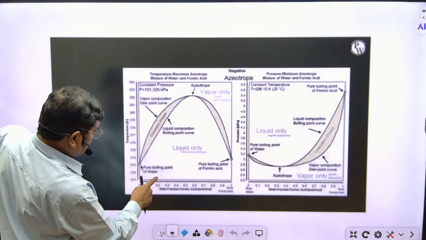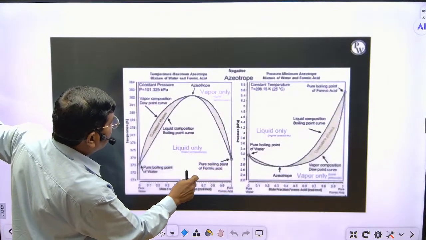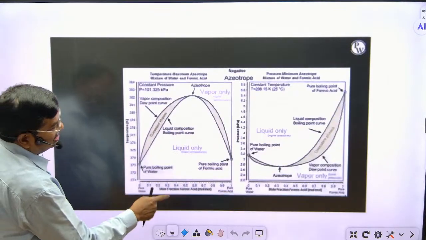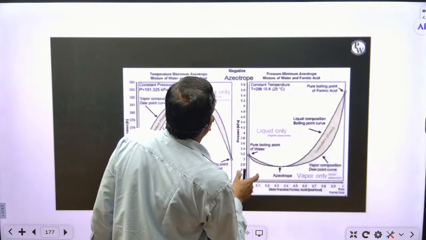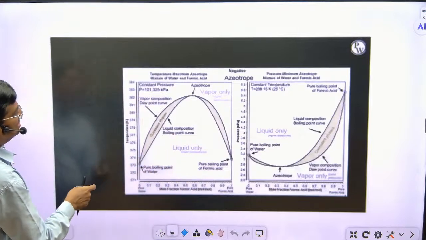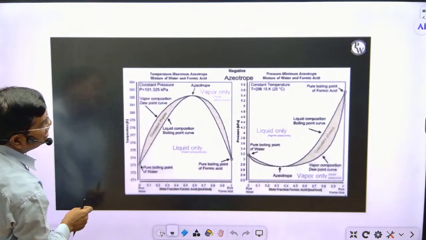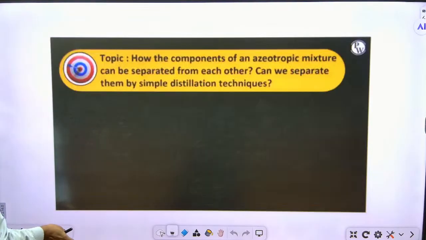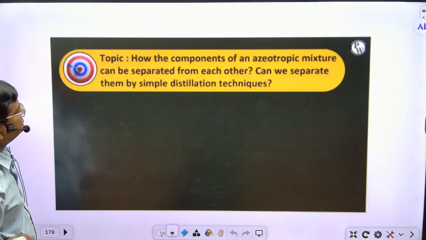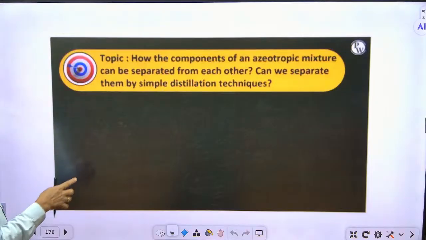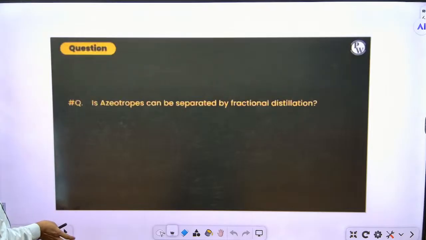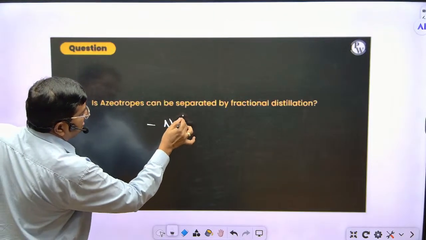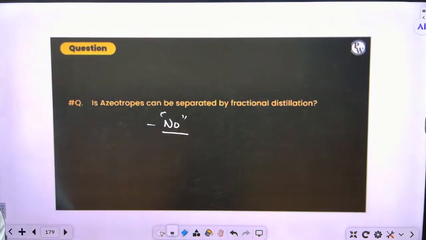Here he has taken the boiling point of water and the boiling point of formic acid, and a mixture of azeotrope. This is the vapor phase, not that clear. Negative deviation and positive deviation both come under azeotrope. See, can the components of an azeotropic mixture be separated from each other? We cannot separate them by distillation because azeotropes cannot be separated. Can an azeotrope be separated by fractional distillation? No, we cannot, because the composition will remain the same.